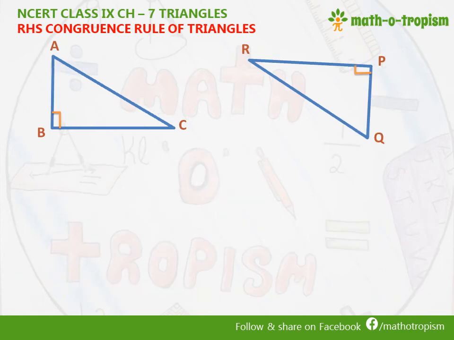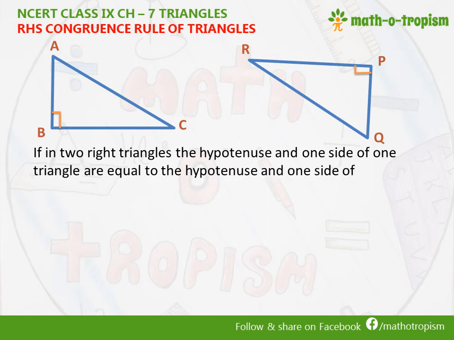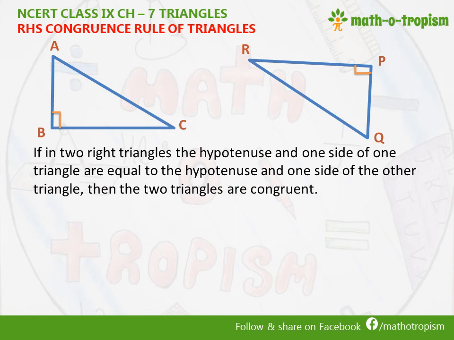The final one is the RHS congruence rule of triangles, where we consider a particular type of triangle, the right-angled triangle. If in two right-angled triangles, the hypotenuse and one side of one triangle are equal to the hypotenuse and one side of the other triangle, then the two triangles are congruent. So here we are considering the particular case of right angles.